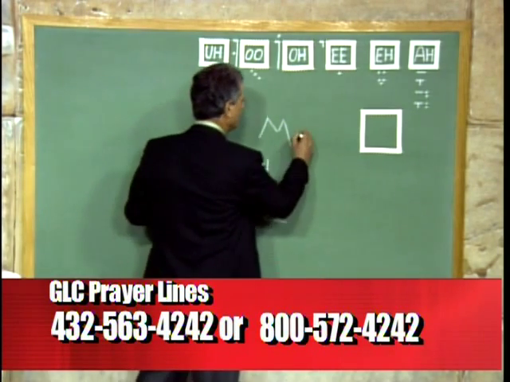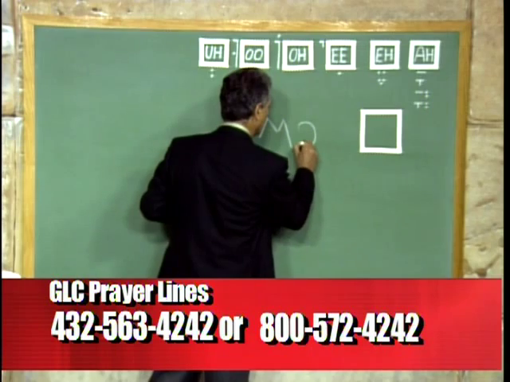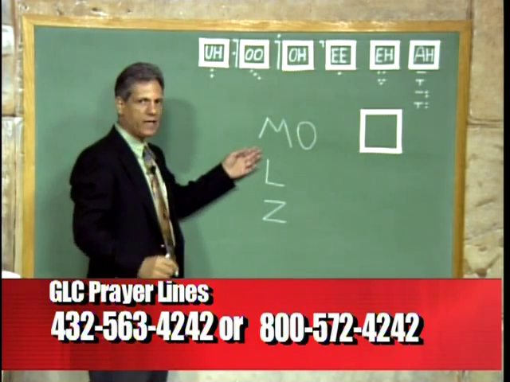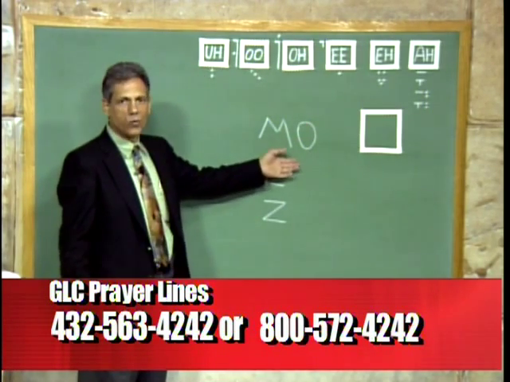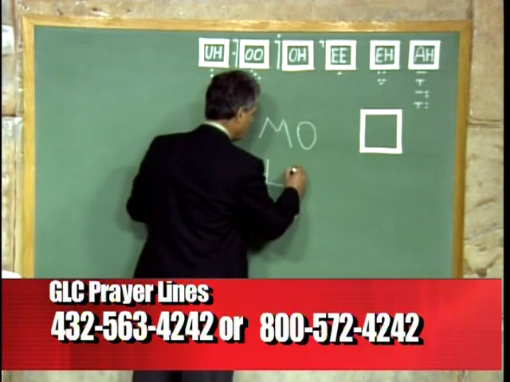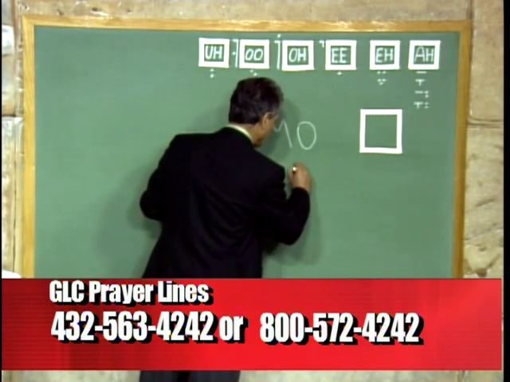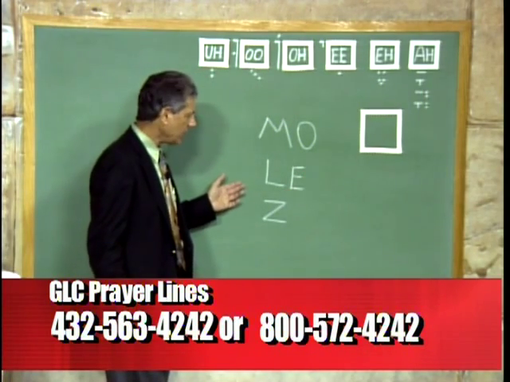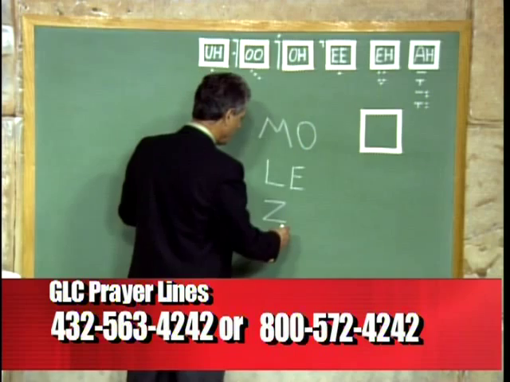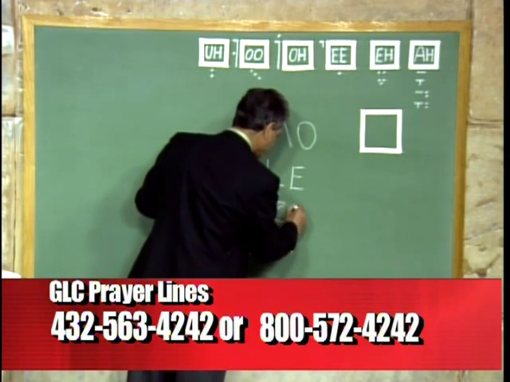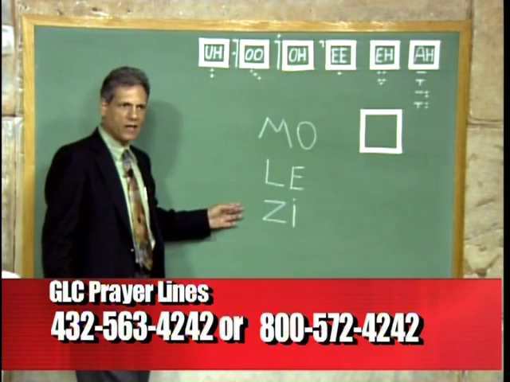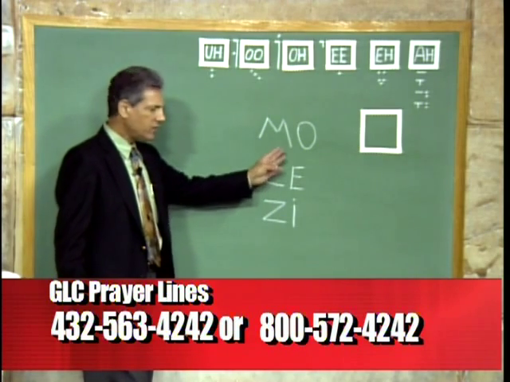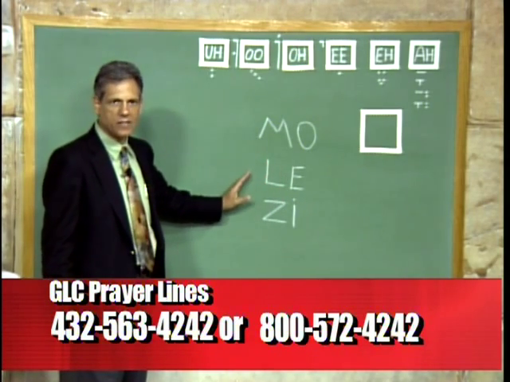So if I put the letter O next to the M, I have mo. If I put E after the L, that would be an E sound. If I put an I after the Z, that will give it an I sound. Without the vowels, we do not have sounds.